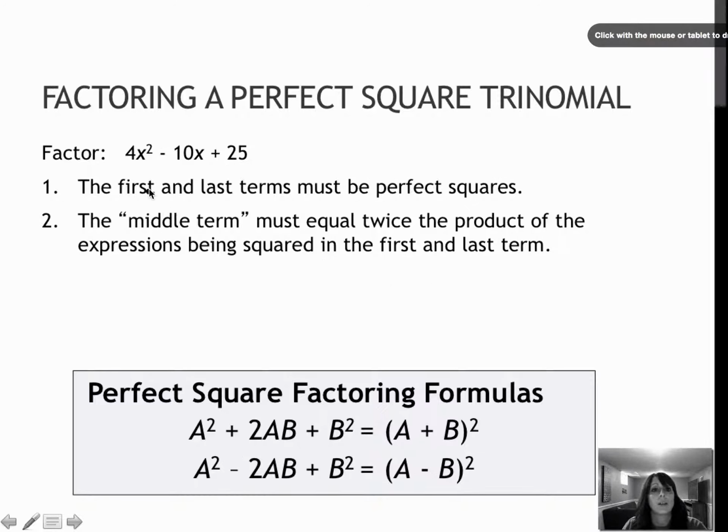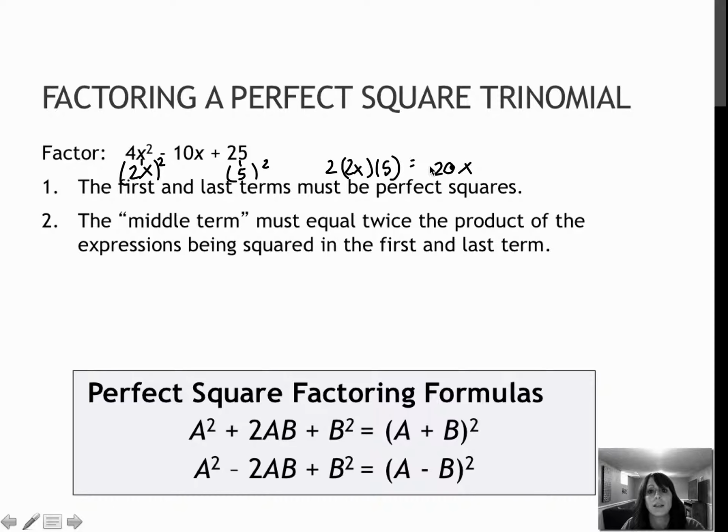Let's look at our next one. The square root of 4x squared is 2x, because 2x squared would give me 4x squared, and the square root of 25 is 5, because if I squared 5, I would get 25. If I multiply 2x and 5, I get 10x, and if I double it, I get 20x. Notice this is 10x. So this is not the pattern.